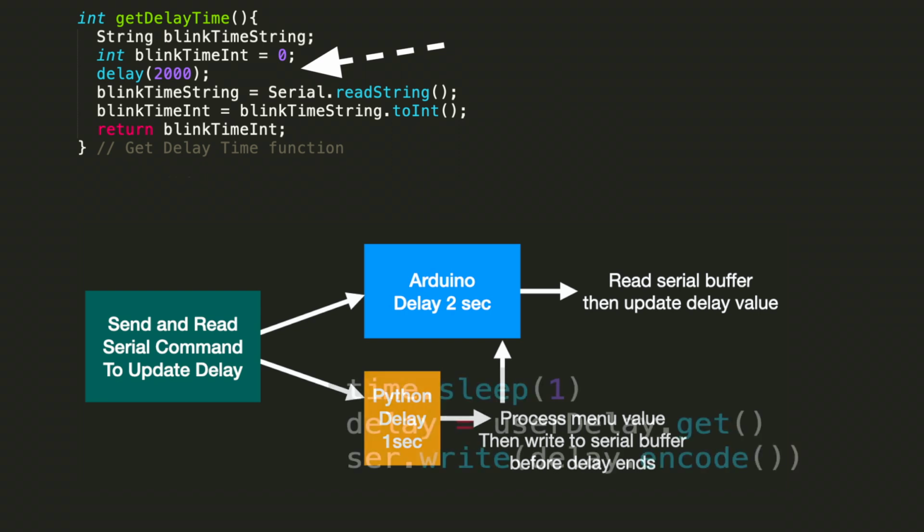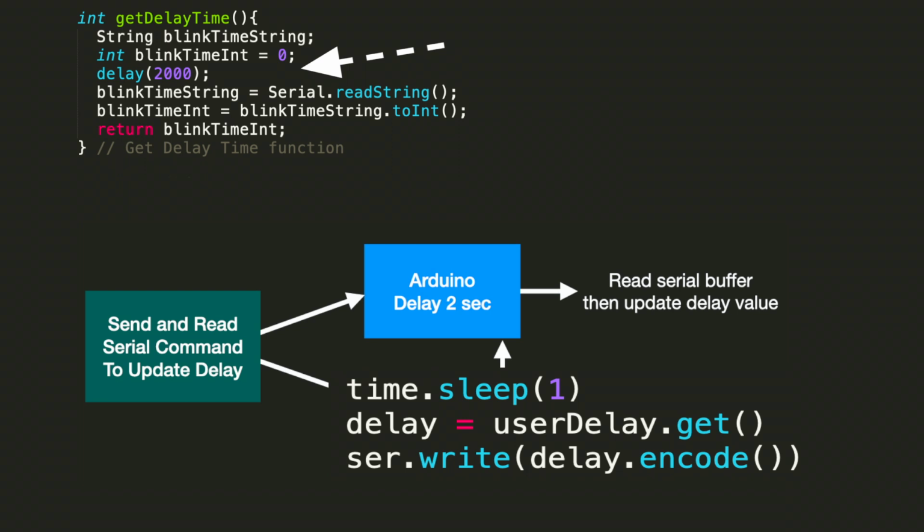And you can see here an excerpt from the Python code where we delay 1 second and then we do a serial write of the value to the Arduino. In Python, to delay we do time.sleep, and 1 is for 1 second.